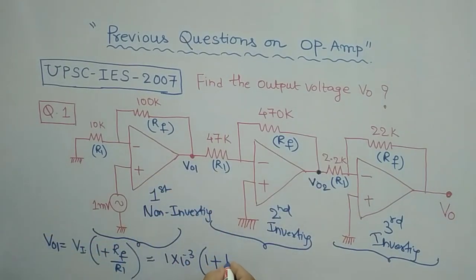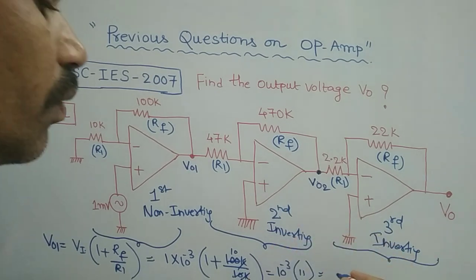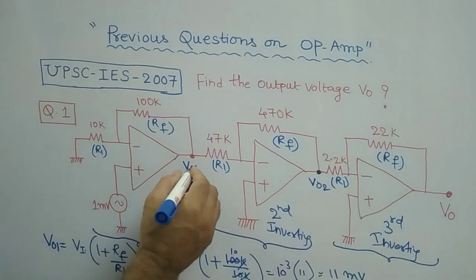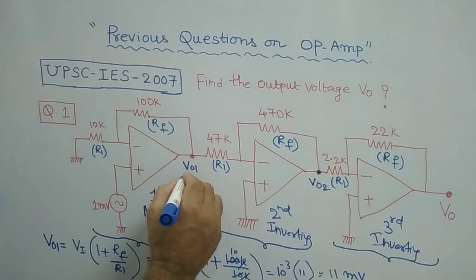It is 100K by, what is R1? It is 10K. Therefore, K cancel, 10 times, which means 10 plus 1, that is 11, so 1 into 10 power minus 3 is 10 by 10 minus 3 only. 1 into 10, 11, means it is 11 millivolts. Therefore, you will get here 11 millivolts. This is your V01. Therefore, here at V01, you will get 11 millivolts.